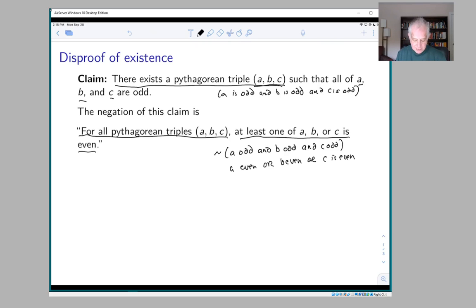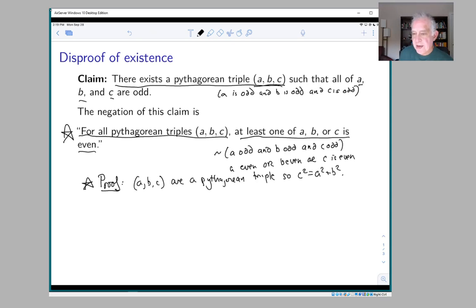So let's look at how a proof of that might work. Proof of this statement. So we have a Pythagorean triple. So C squared equals A squared plus B squared. And now we want to show that at least one of A, B, or C must be even. And we can take them one at a time. So first of all, A could be even. And if A is even, then our proposition is true because one of A, B, and C is even.